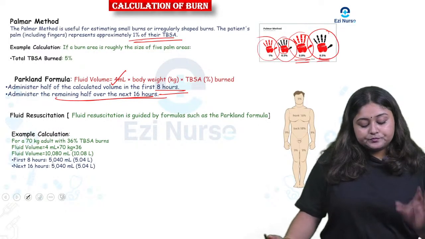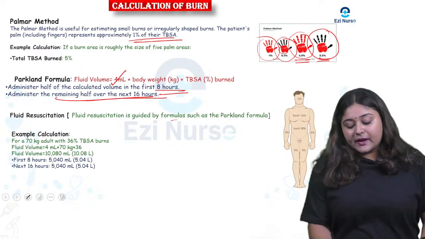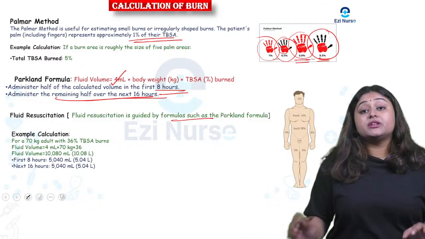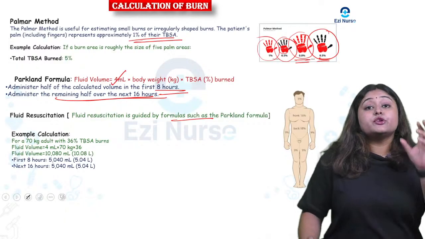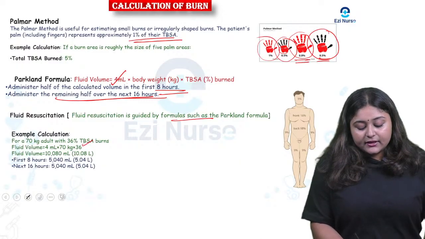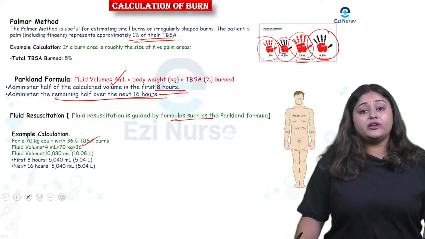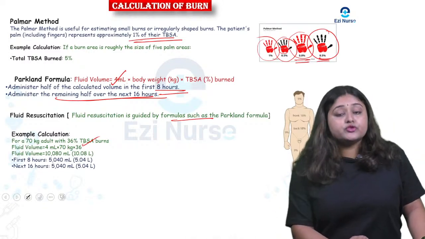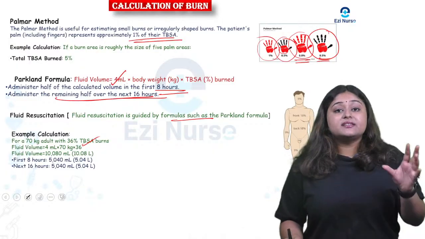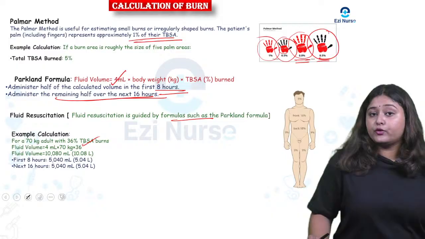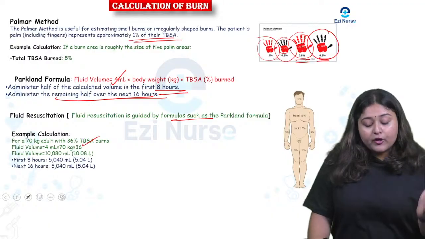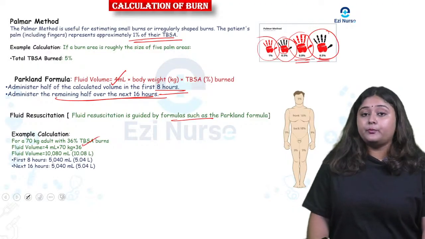Okay, so see, fluid resuscitation is guided by a formula such as the Parkland formula. So example, for a 70 kg patient with 36% TBSA burns. How much should be the fluid volume? 4 ml times 70 kg times 36, because the percentage of TBSA is 36, right? So total fluid volume should be 10,080 ml or 10.08 liters. So in the first 8 hours we have to give 5040 milliliters or 5.04 liters, and within the next 16 hours we have to give 5040 ml or 5.04 liters.